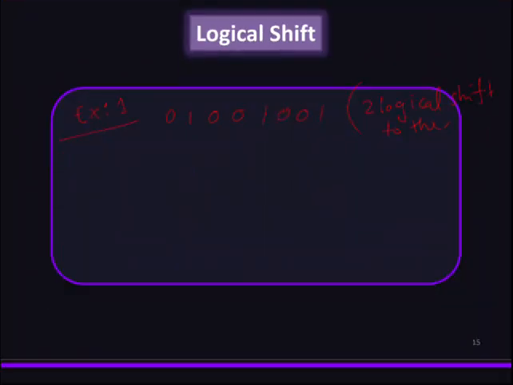Alright, the logical shift to the right. Now left. Let's move to the left first. So in logical shift, when we are moving to the left, we are taking the bit from the right and then placing it to the left. So let's go. This bit will be lost, this bit will be replaced right here.